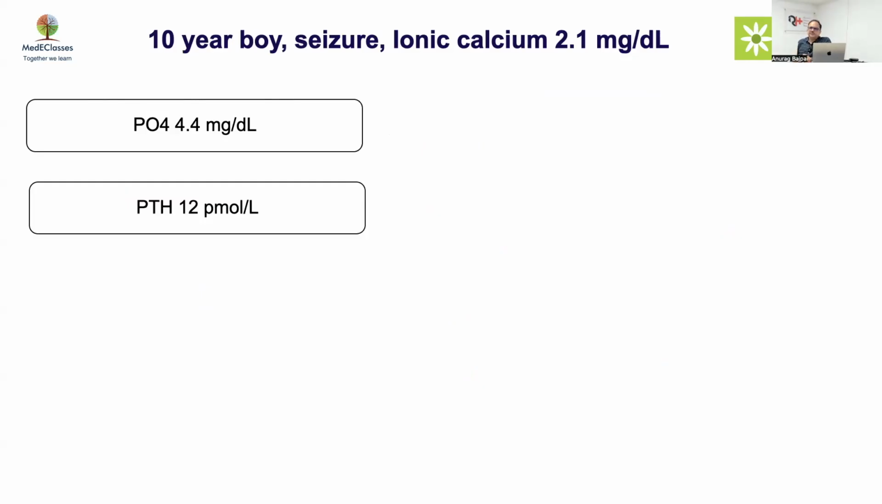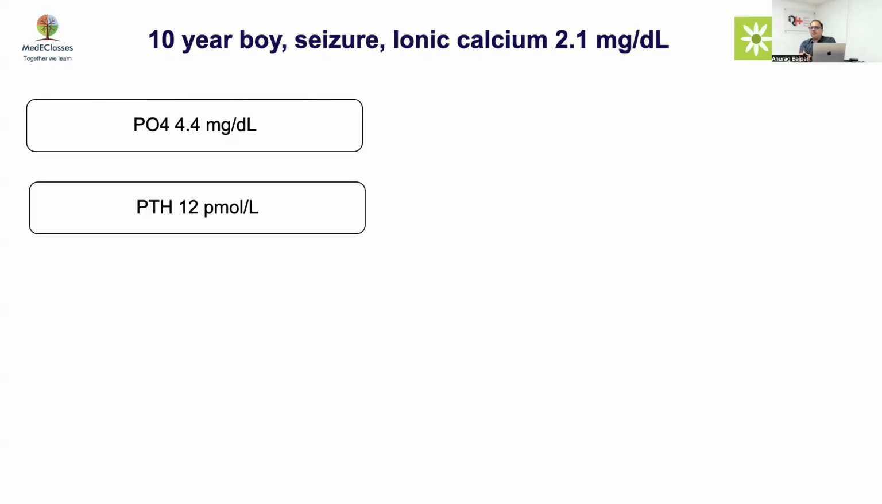So, a 10-year-old boy with seizures, ionic calcium is 2.1, phosphorus is 4.4, PTH is 12. What do you think? Is this hypoparathyroidism? The calcium level is low while having seizure. Phosphate level is not correlating with the PTH. If it is hypoparathyroidism, the phosphate level should be higher. So this is hypoparathyroidism, you can definitely say.